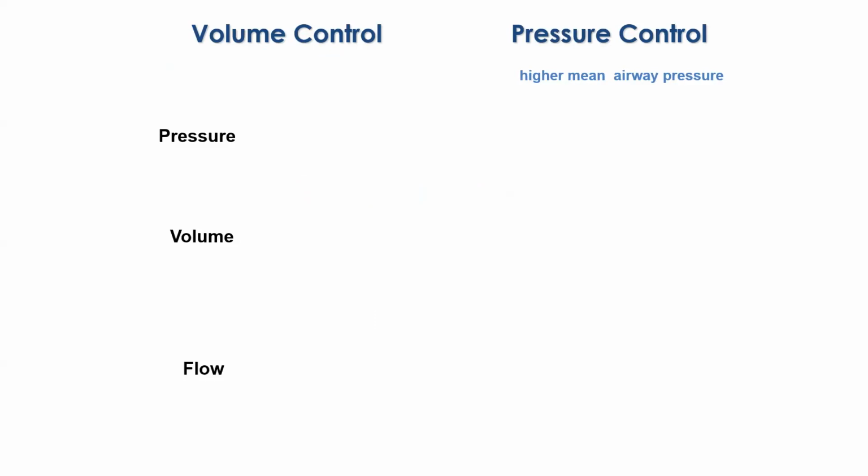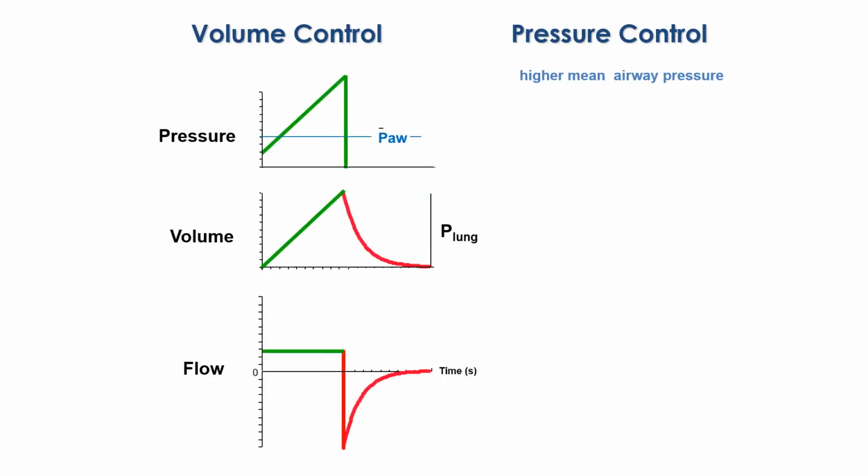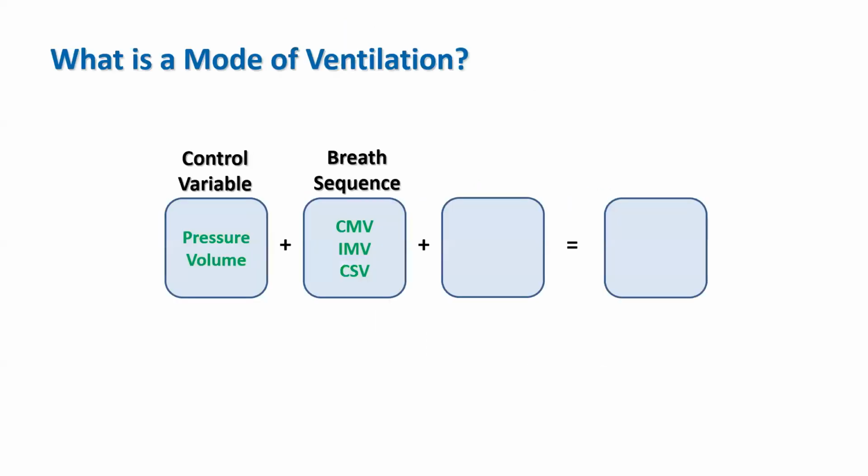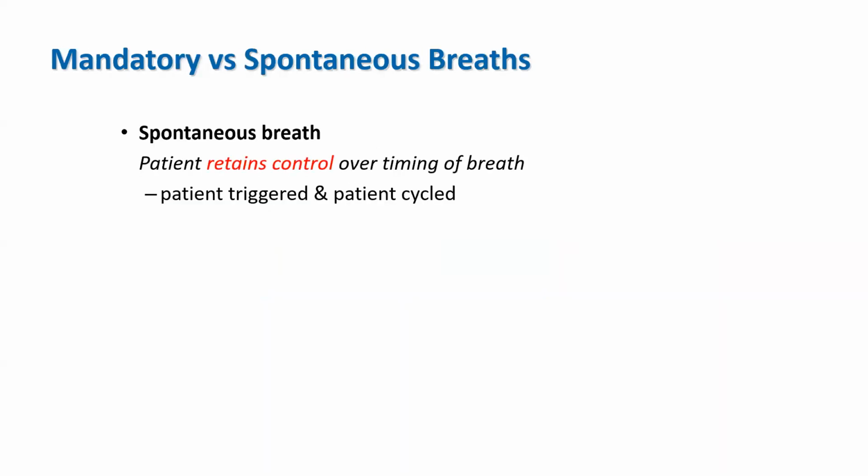Now, these are the idealized waveforms you must memorize to be able to recognize volume control and pressure control. With volume control using a constant inspiratory flow, pressure and volume rise linearly. For pressure control, with a constant inspiratory pressure target, flow decreases and volume increases exponentially. The next characteristic of a mode classification is the breath sequence. We see here that there are 3 patterns: CMV, IMV, and CSV. Let's see what that means.